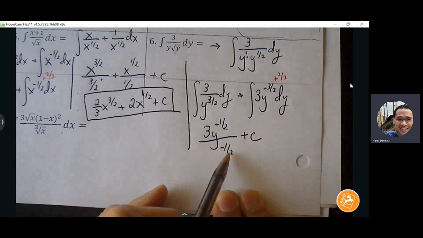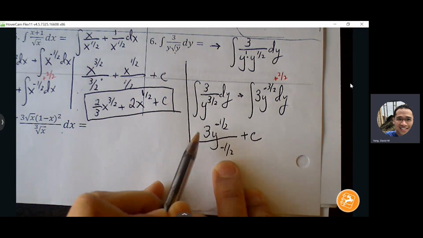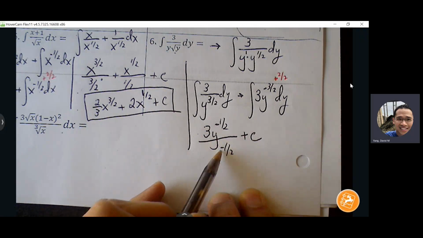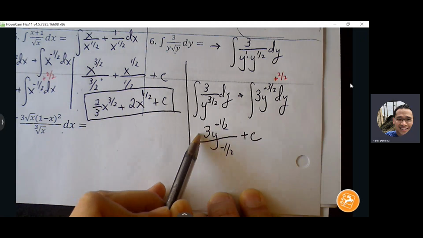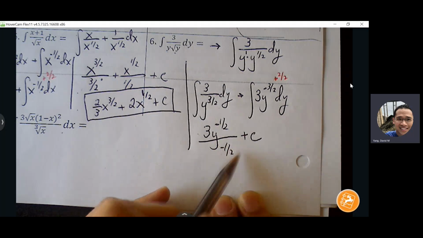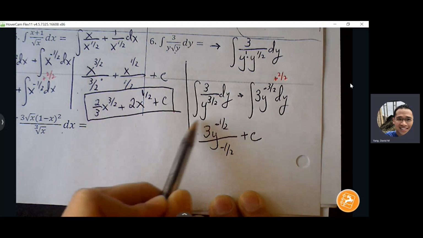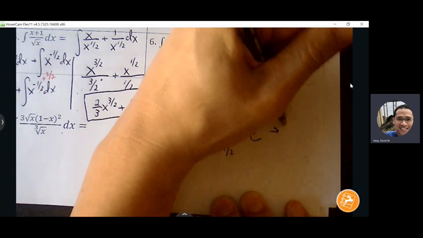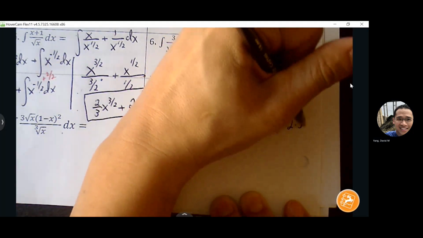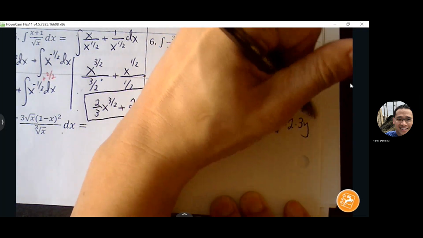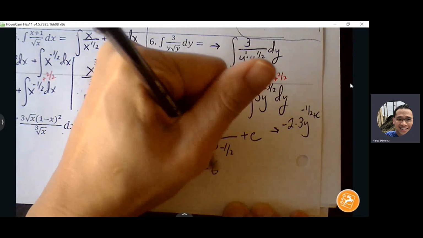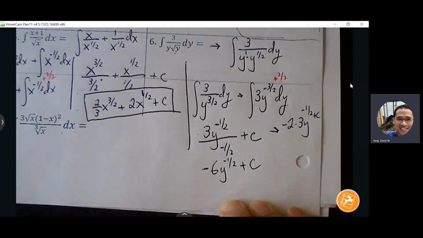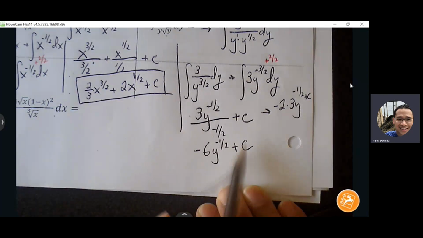To do some cleanup here, a negative 1/2 in the denominator is the same thing as what in the numerator? Not a positive 2, but a negative 2, right? So dividing by negative 1/2 is the same thing as multiplying by negative 2. So I'm just going to flip this up to the top, make it negative 2 times 3. So it ends up being negative 6 y to the negative 1/2 plus c. And I want to clean this up a little bit more. Now I have my answer.